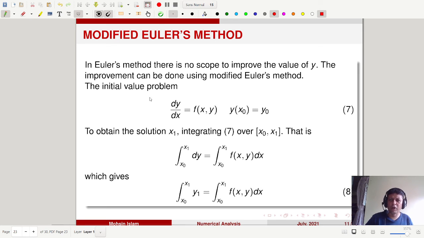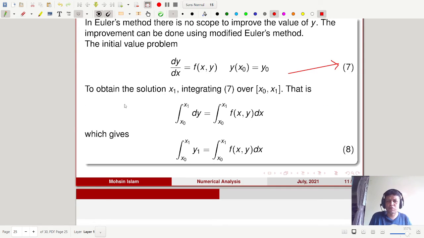In Euler's method, actually there is no scope to improve the value of y. The improvement can be done using the modified Euler's method, because of that disadvantage, that the solution by Euler's method is away from the exact solution of the initial value problem. So again we are writing the initial value problem, that is equation 7.